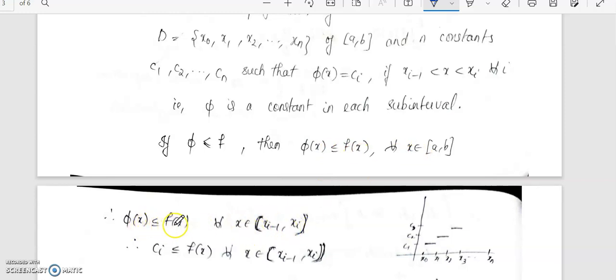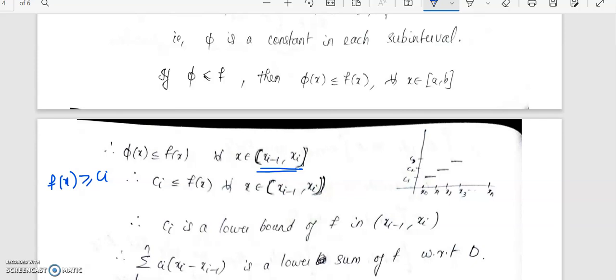So phi of x must be less than or equal to f of x for all x belonging to xi minus 1 to xi. Now in this interval xi minus 1 to xi, the value of phi of x is ci. So phi less than or equal to f means ci is less than or equal to f. That means in this sub interval xi minus 1 to xi, f of x is greater than or equal to ci. So ci is a lower bound of f in xi minus 1 to xi.